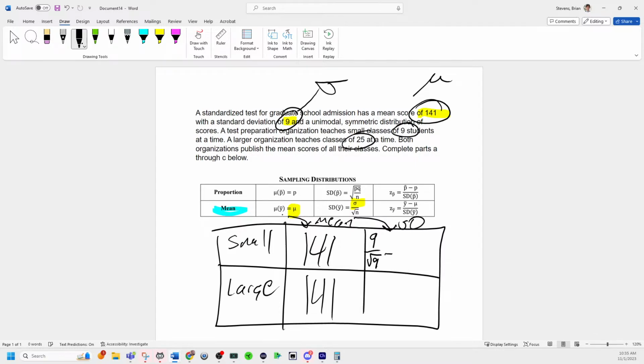So the smaller class is 9 over the square root of 9, which is 9 over 3, so 3. The larger class is 25, so that's 9 over the square root of 25, which is 9 over 5, which is that right there, 1.8. Just make sure to solve your math and check your numbers.